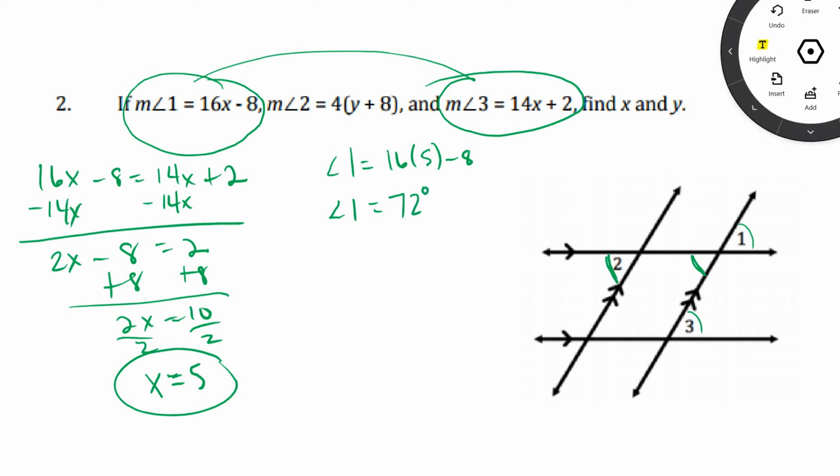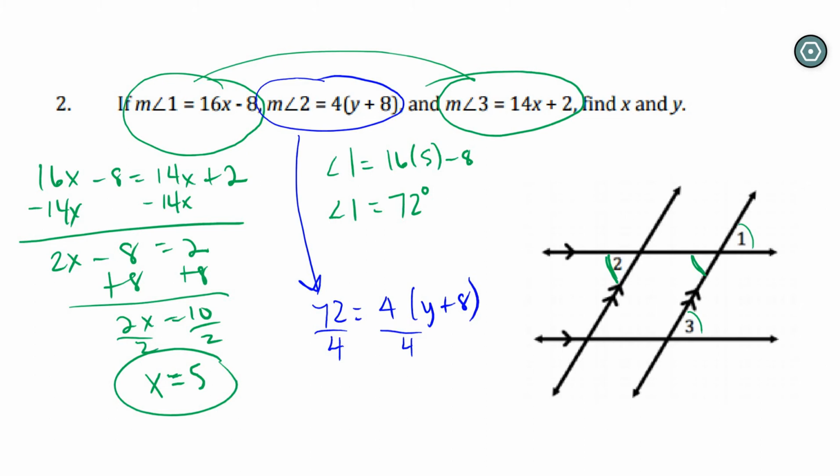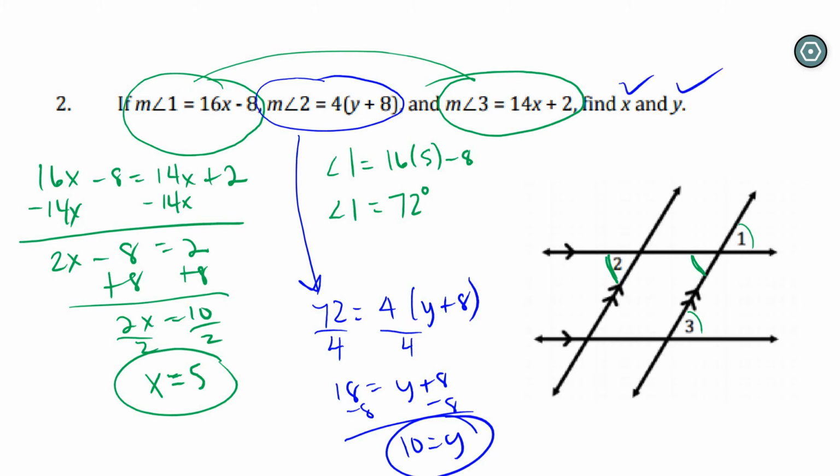So what that tells me is, not only is angle 1 72 degrees, but all 3 of these angles are 72 degrees, including angle 2. So that means I could say 72 is equal to 4 times y plus 8. Now from here we could do a couple things. We could distribute the 4, or the easier way, which would be divide away the 4. That's going to give us 18 equals y plus 8, subtract 8, and now I have 10 equals y. So now I've done what they asked me to do. I found x and I found y.